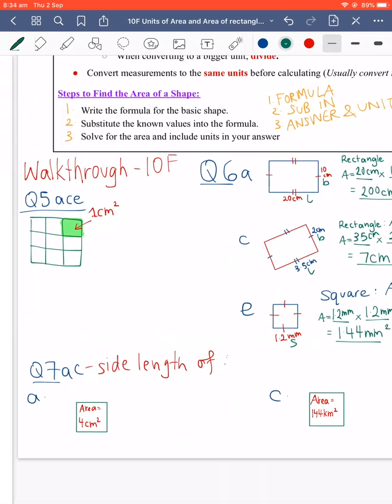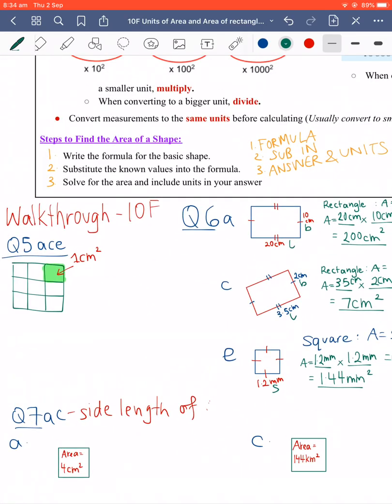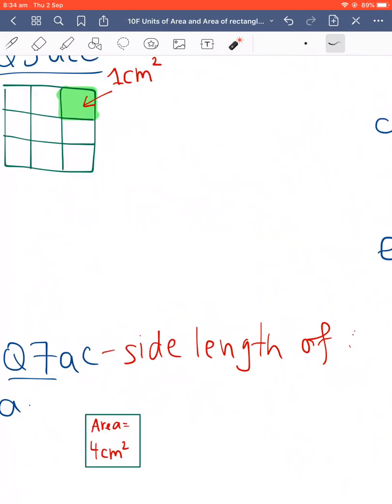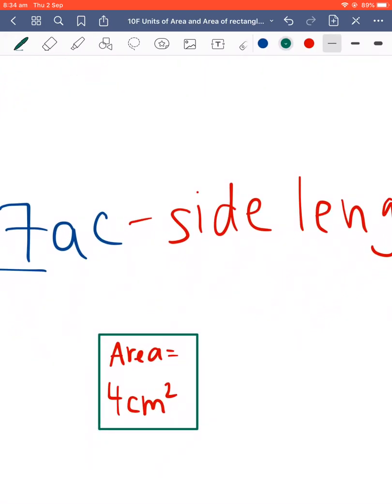Next one that we have is question number 7. Question number 7, you are asked to find the side length. Have a play around with this, but you're using a couple of different things. So first one you're asked is actually for a square. A square, again, has sides that are all the same. So the sides are all the same.